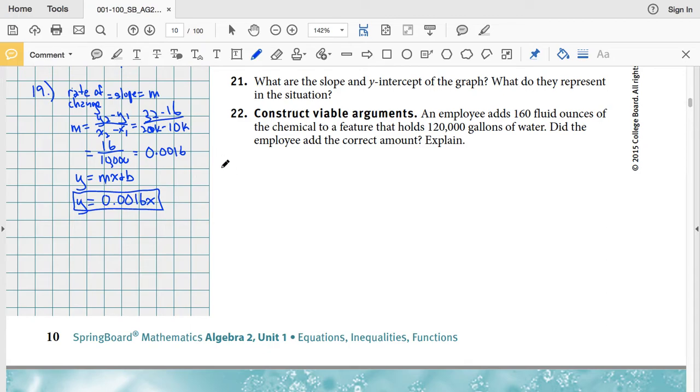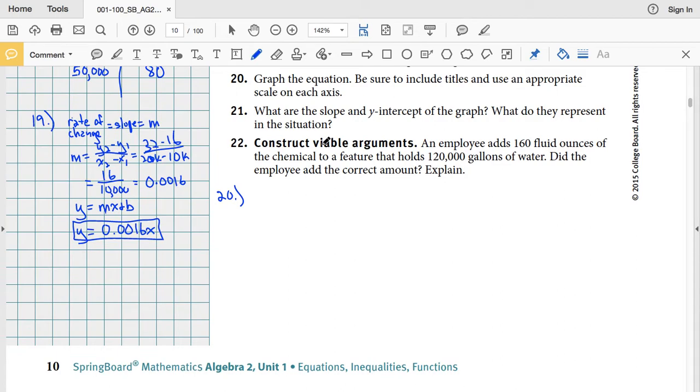So I've kind of run out of room here, so I'm going to do number 20 over here. Number 20 asks us to graph the equation and be sure to include a title and use appropriate scale on each axis. So I'm just going to put in my axes. Might be hard to do. Make them as straight as possible. So this would be x, this would be y. Let's put in a title here. Probably a good title would be amount of chemical to add.